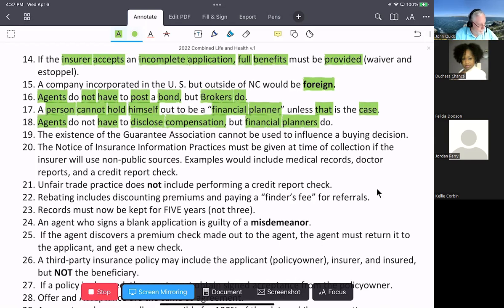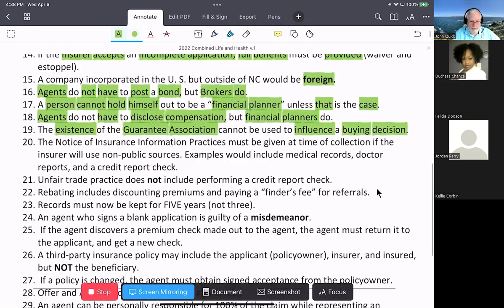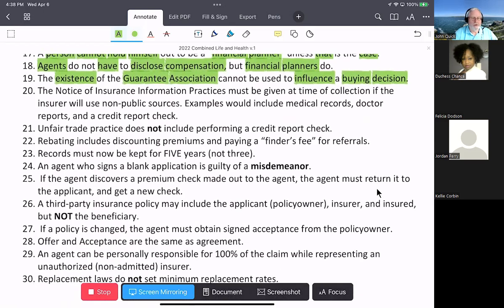Now, what about the guarantee association? Well, you can't use the existence of the guarantee association to influence a buying decision. It's supposed to be kind of like a secret. Now, the notice of insurance information practices must be given at the time of collection if the insurer will use non-public sources, like medical records, doctor reports, and even a credit report check. Not just anybody can get that. Medical records, doctor reports, and a credit check.